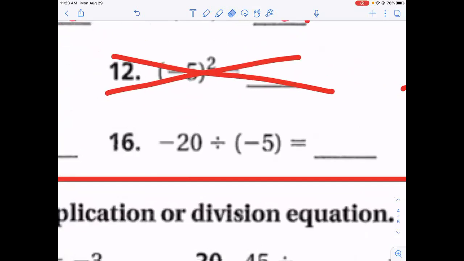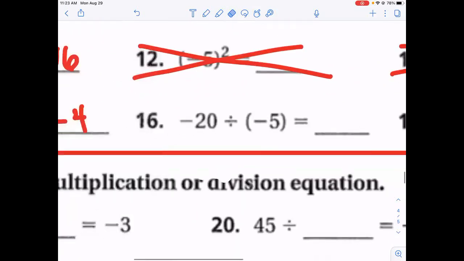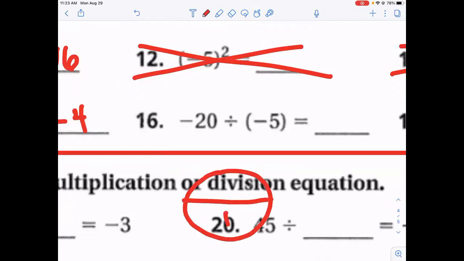If we draw our Mickey Mouse blowing a kiss with his eyes closed. Okay, Ariana, what did you get for this answer? 4. We'll color in both of the negatives and we're left with a positive. Negative divided by a negative is going to be a positive. 20 divided by 5 is going to be 4.